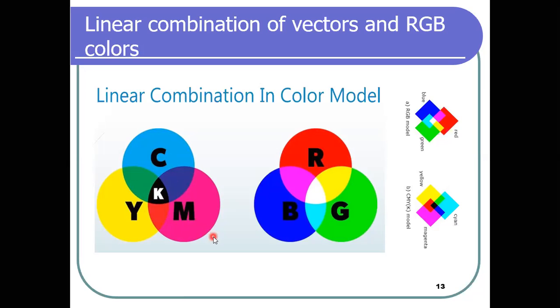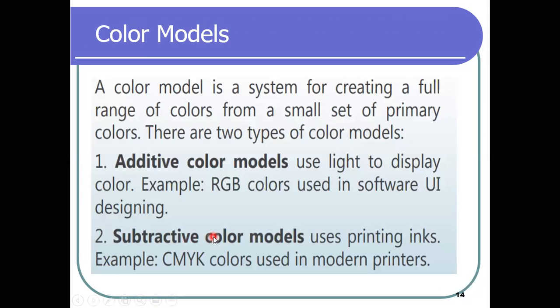So let me elaborate this with the help of one example. There are two kinds of models: additive, like RGB, and subtractive, like CMY. Basically, printing ink uses the CMYK subtractive model, whereas additive models are used in light to display color, like RGB color used in software, UI designing, and many more.